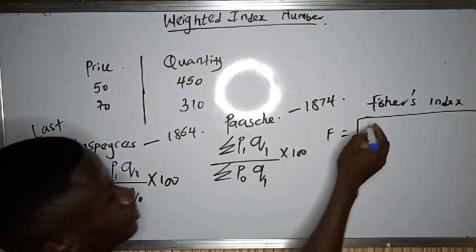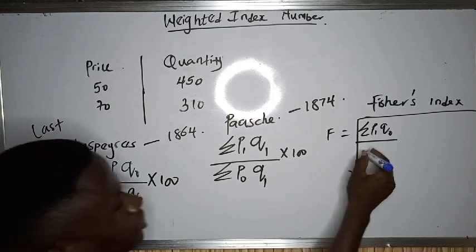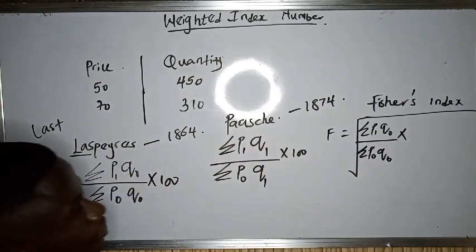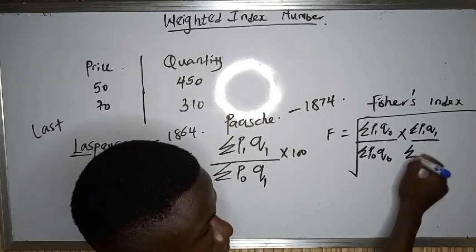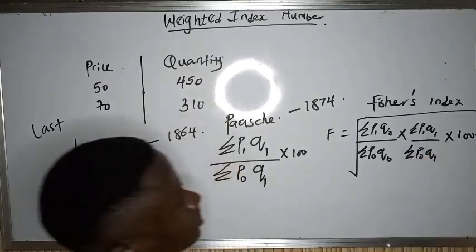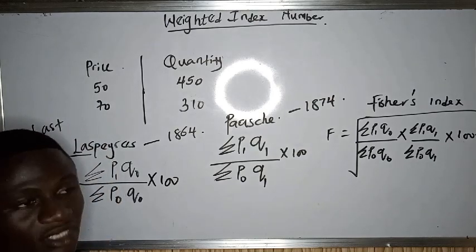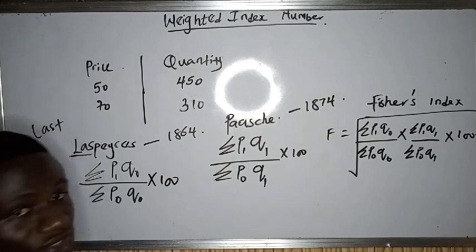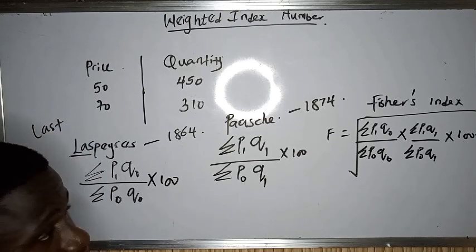So Laspeyres formula, we have summation P1 Q0 over summation P0 Q0, then multiplied by Paasche formula without the 100, summation P1 Q1 over summation P0 Q1, then we multiply everything by 100. This is Fisher's formula. You can see the way with time it continues to progress. That is how we have it in different fields. Even the history of computers starts from the first generation when things are not really fine, then proceeds to later generations where we have advanced in technology and so on. So same thing applies here.